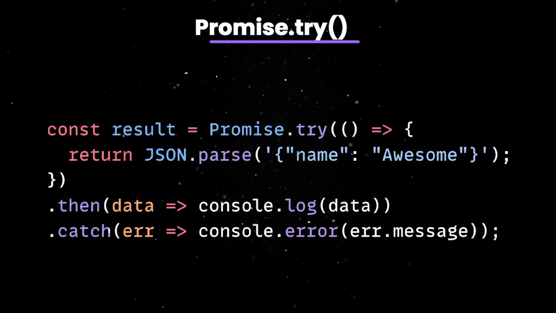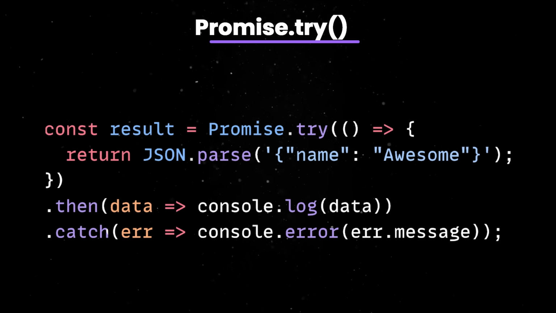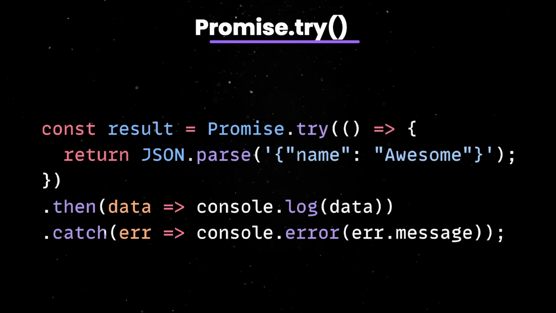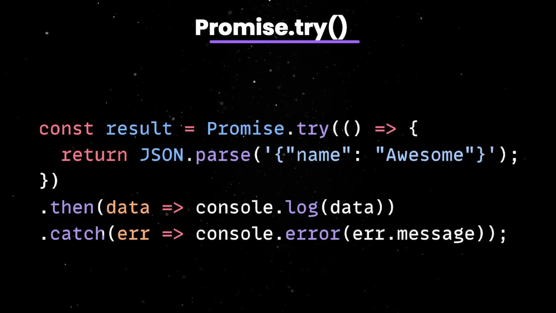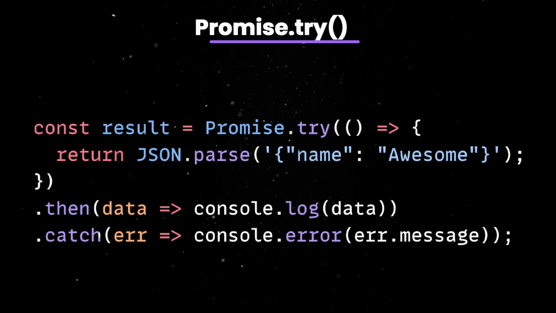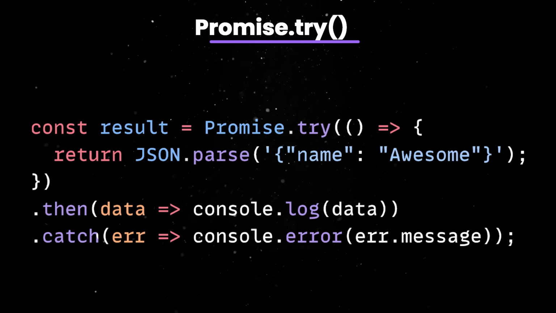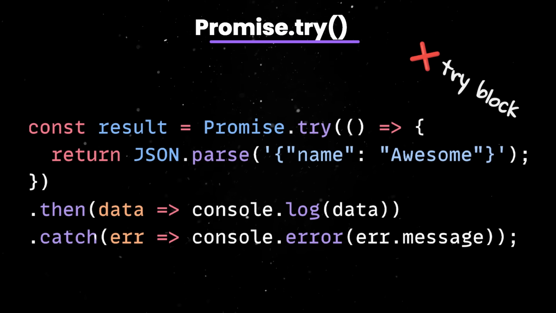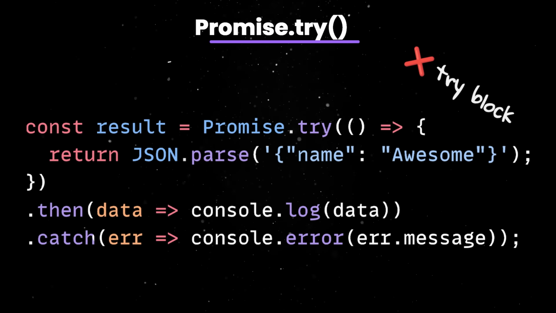This allows us to call functions which may or may not return a promise and ensure the result is always a promise. In other words, it lets you wrap a promise chain so that any synchronous errors that bubble out will be handled by the chained catch method. So you can skip the extra try block and use your catch to handle both asynchronous and synchronous errors.